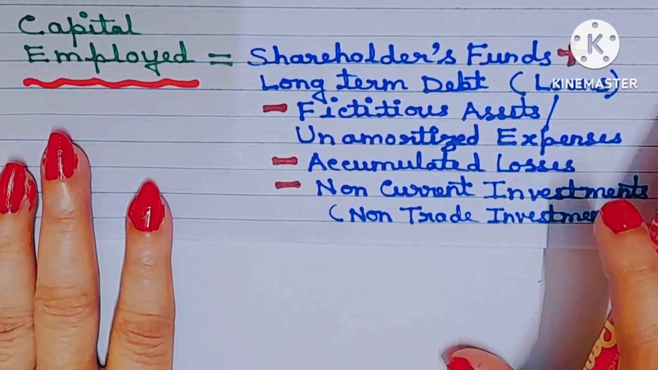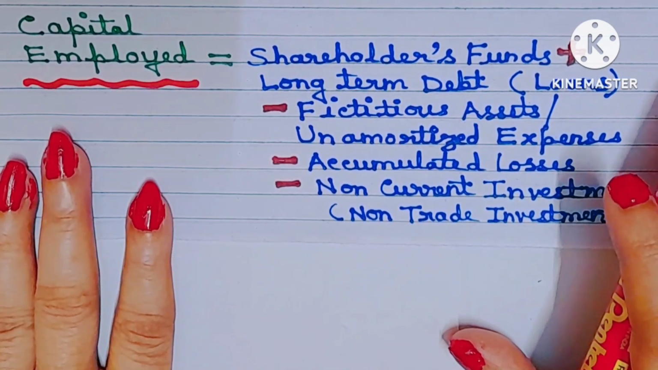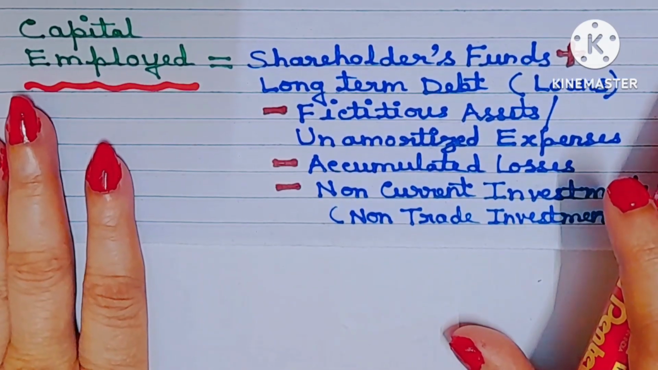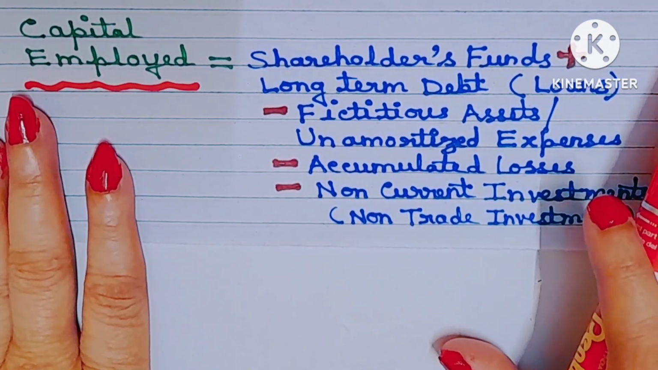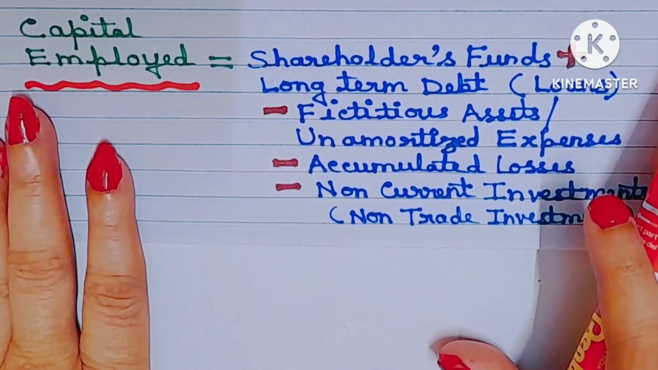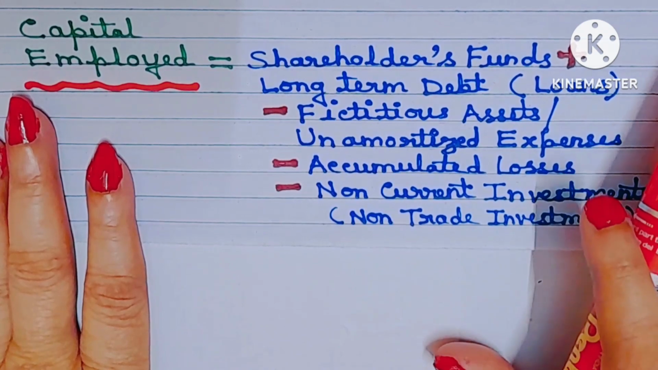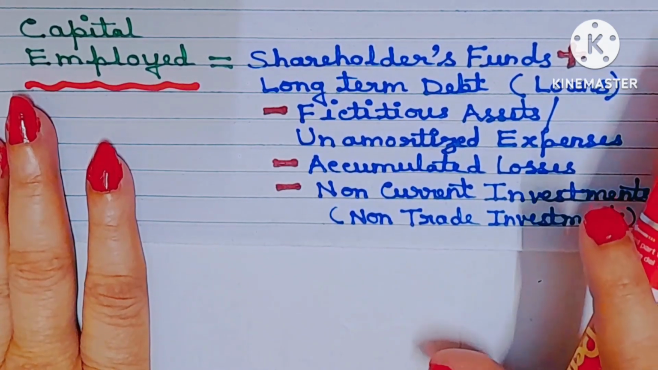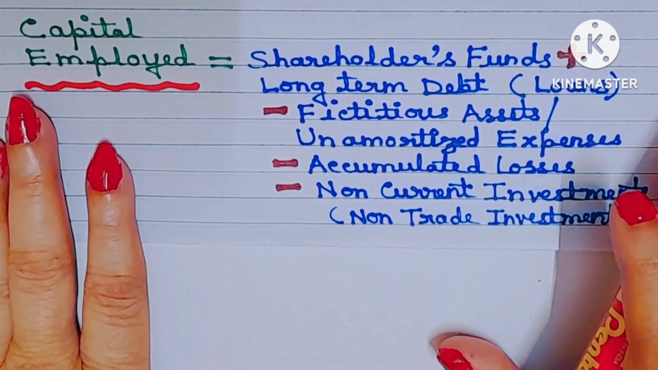Suppose a huge advertisement expense is incurred in a year. The advertisement expenditure has to be amortized over 5 years. In the first year, 1/5 will be debited to profit and loss account and the balance 4/5 will be shown on the asset side of the balance sheet under the head miscellaneous expenditure.